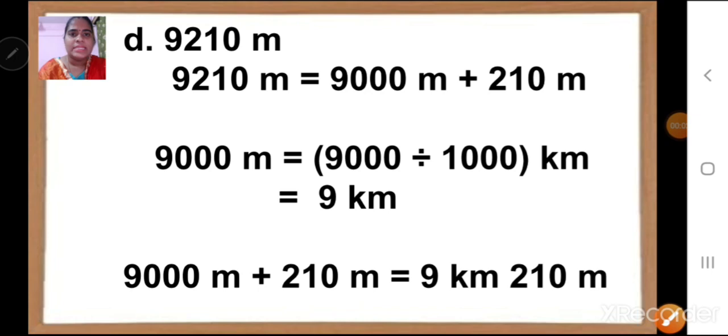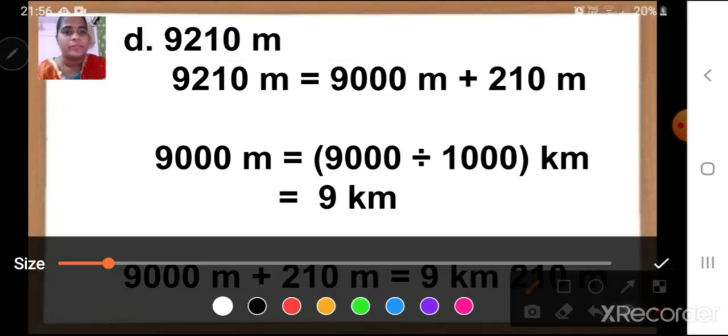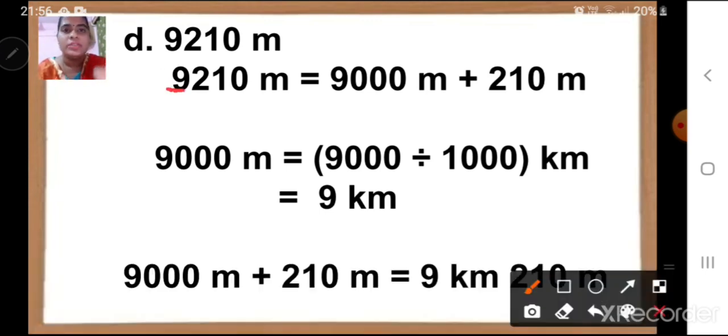Children, last one is D sum. This I have already done. Let us go through it and you will write in your classwork. 9210 meter. So we are converting from meter into kilometers and meters. We are going to expand the number in thousands place. Thousands place we have here number 9. So 9 in 1000 place is 9000 meter plus 210 meter. This is the expanded form.